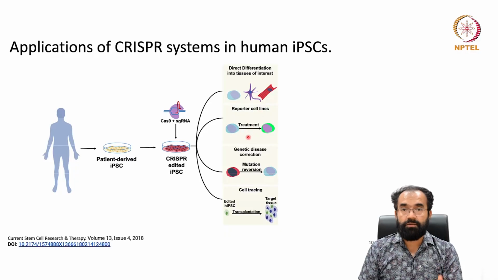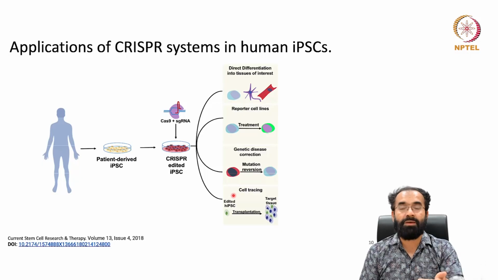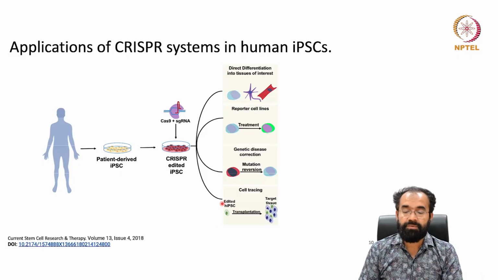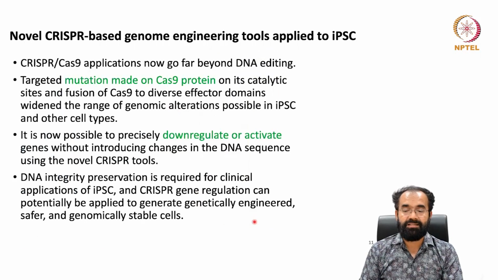So treatment also can be done. If you have a culture, you can treat with certain drugs and see whether this cell behaves properly. And also several genetic diseases can be corrected in this approach, and the mutation can be reversed back to normalcy, and you can implant it into the patient. And also surgical transplantation of the affected area can be done effectively using these cells.